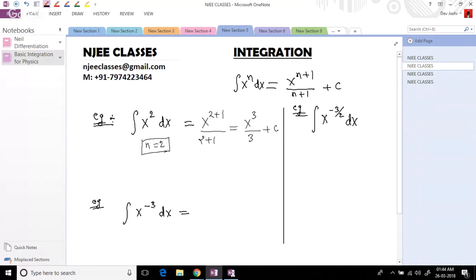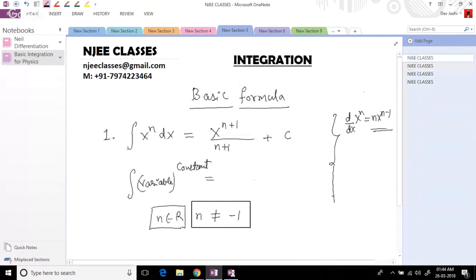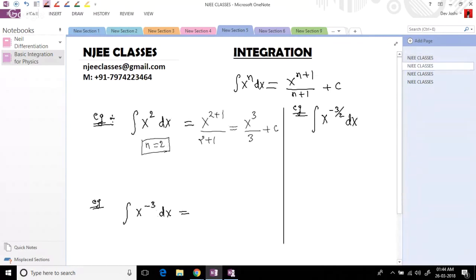Next, x to the power minus 3. In minus 3 it is applicable because it is not applicable only in one case, that is when n is equal to minus 1, correct? But in the case of x to the power minus 3, it is definitely applicable, right? So it is equal to x to the power minus 3 plus 1 upon minus 3 plus 1, plus c. So x to the power minus 3 plus 1 is x to the power minus 2 upon minus 2 plus c. This is your final answer.